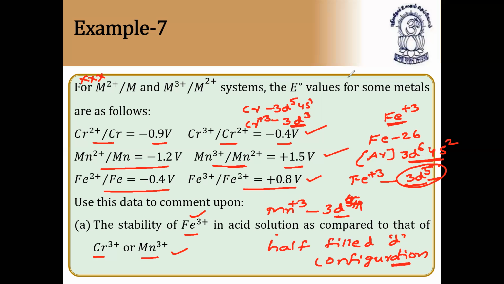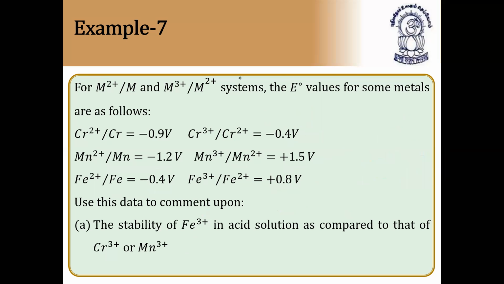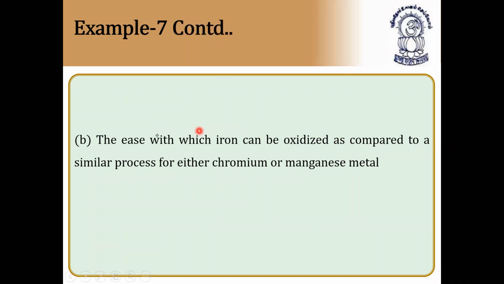So please note down. Next question. Mostly all the questions are related to electronic configuration, so it's very important to remember the atomic numbers from scandium to zinc especially. The ease with which iron can be oxidized as compared to chromium or manganese is because of the half-filled d orbitals. It can be easily oxidized.